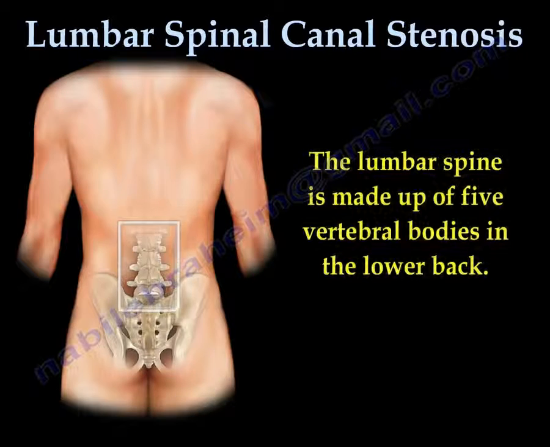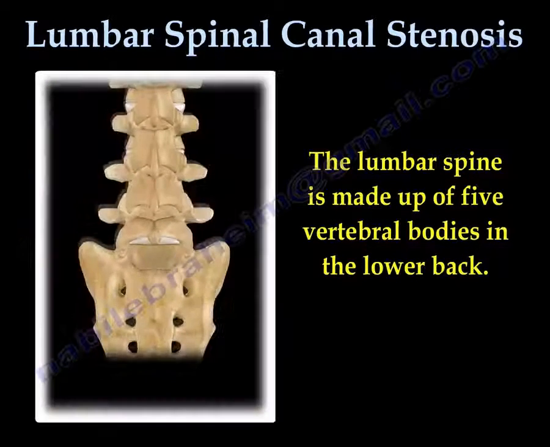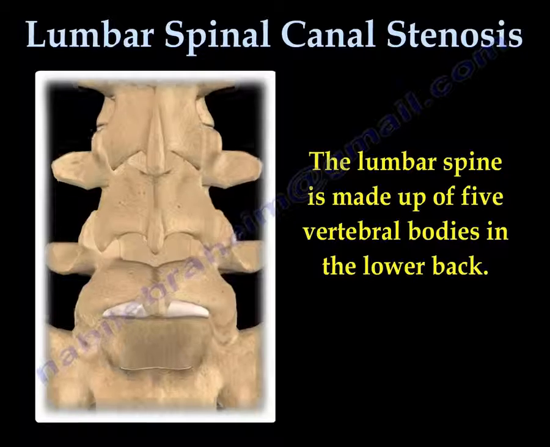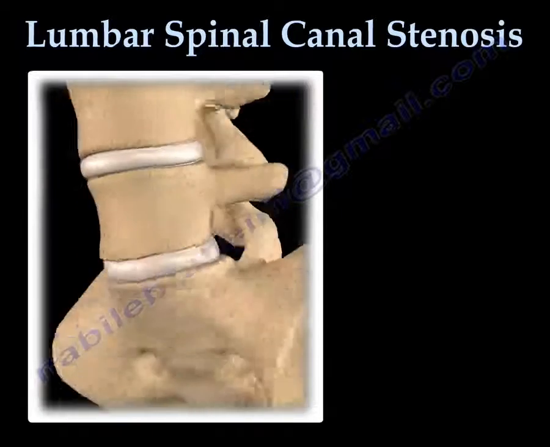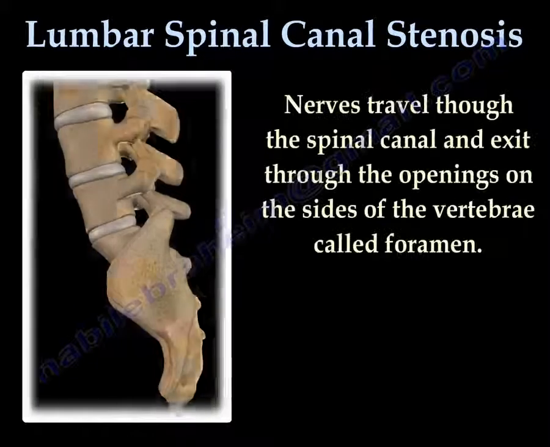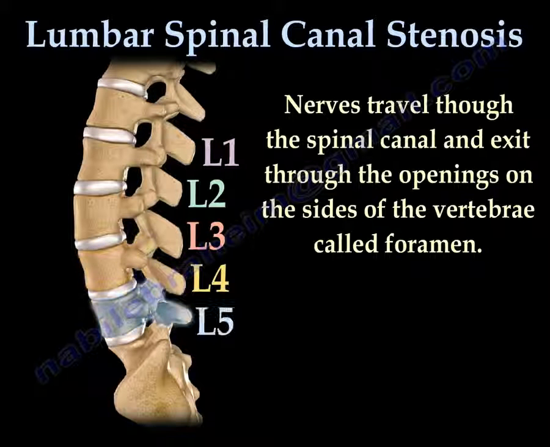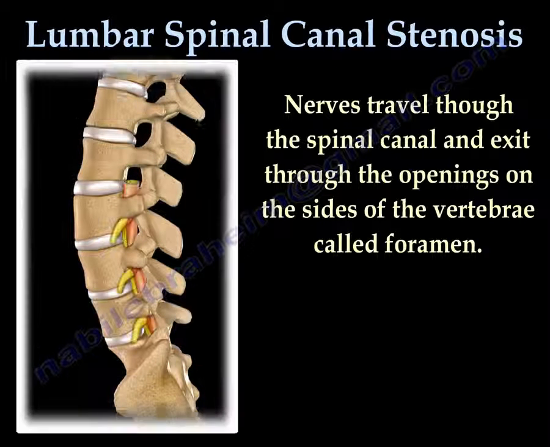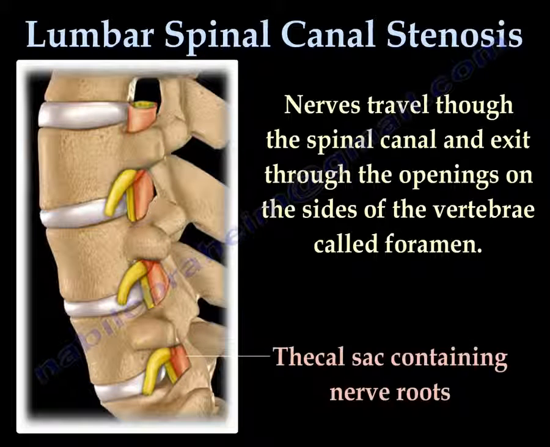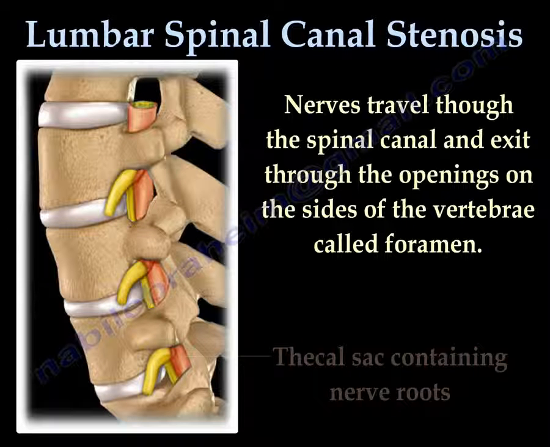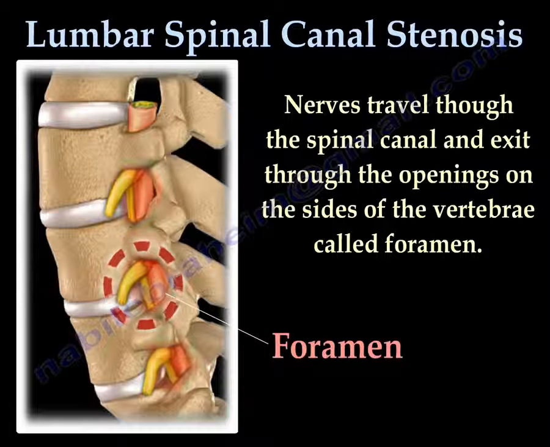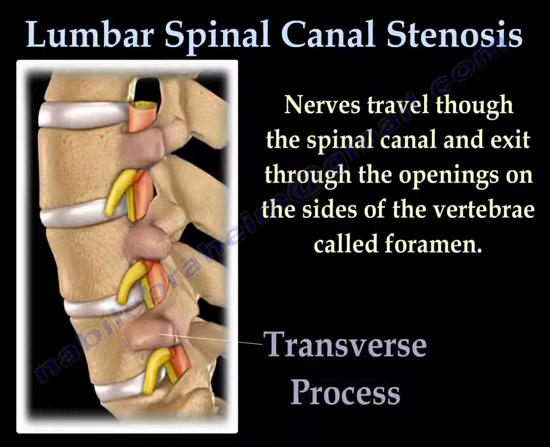Lumbar spinal canal stenosis. The lumbar spine is made up of 5 vertebral bodies in the lower back. Nerves travel through the spinal canal and exit through the openings on the sides of the vertebrae called the foramen. Here you can see the thecal sac containing the nerve roots and the nerve root going through the foramen. Here you can see the transverse process of the spine.